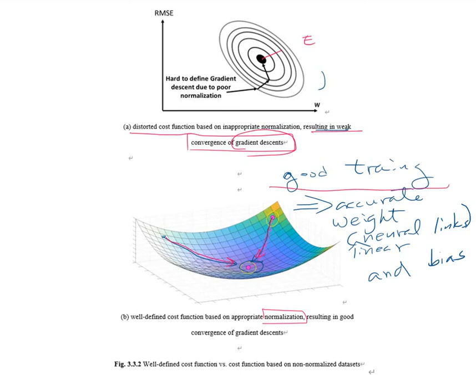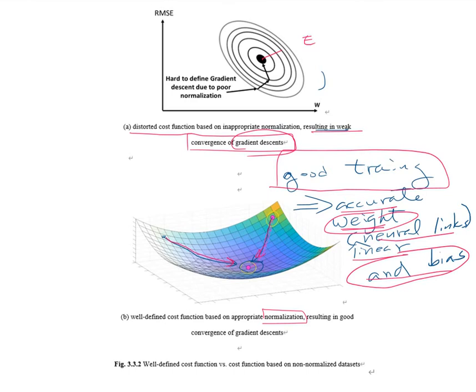So good training gets you accurate weights and bias. Again, the weights are nothing more than linear neural links between neurons, between layers. So you need very nice weights and bias to get an accurate ANN to predict output from input parameters.